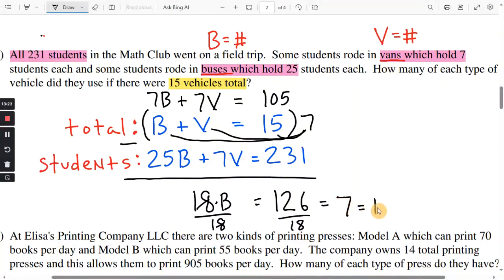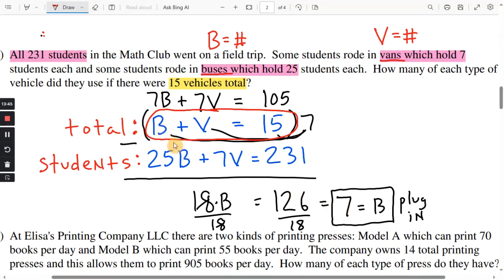Okay, make sure your answer makes sense. It has to be a whole number for the number of buses. You can't have 8.3 buses. All right, you want to take that B and plug it in. This one is the easiest. So 7 goes right in here in place of the B. So we have 7 plus V equals 15. If I do minus 7 on both sides, V is 8.